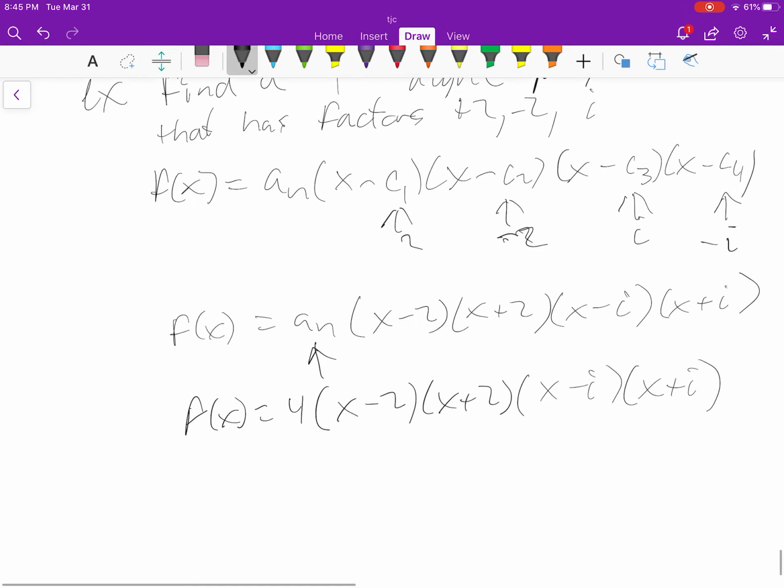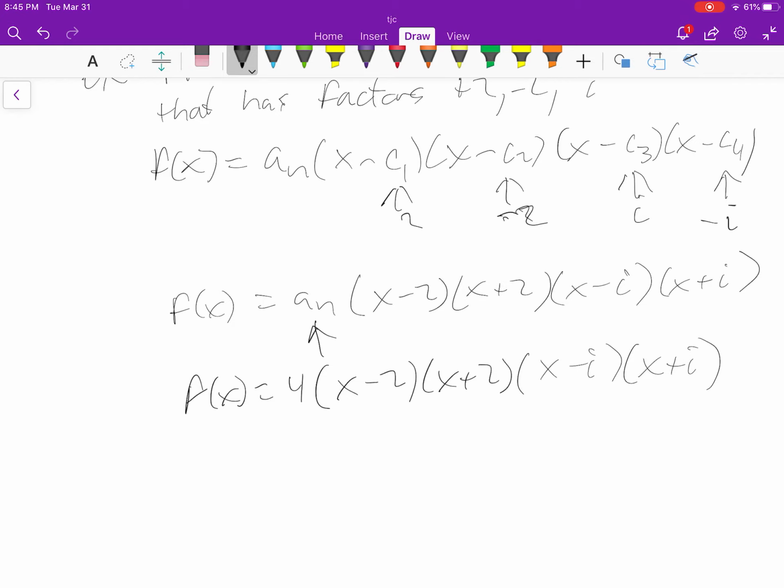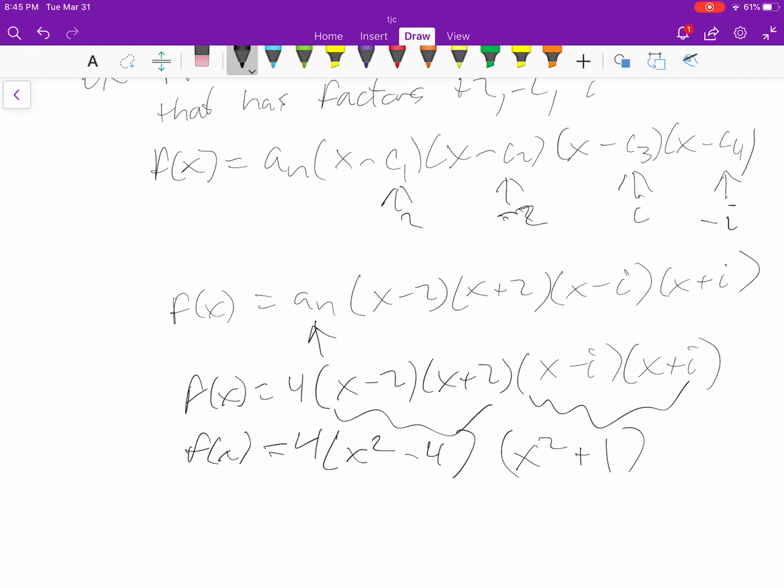Okay. And then if we wanted this, instead of it written in its linearized factorization form, in the standard form, we'd have to multiply it out. I'd suggest multiplying the imaginary parts together, and these parts together, and then combine them. The whole reason we had to do the conjugate is because we need something that when multiplied equals a real. If we multiply these out, you'll end up with x squared plus 1. Here, you'll end up with x squared minus 4. Of course, we have a 4 over here. Then you'd have to FOIL this out.